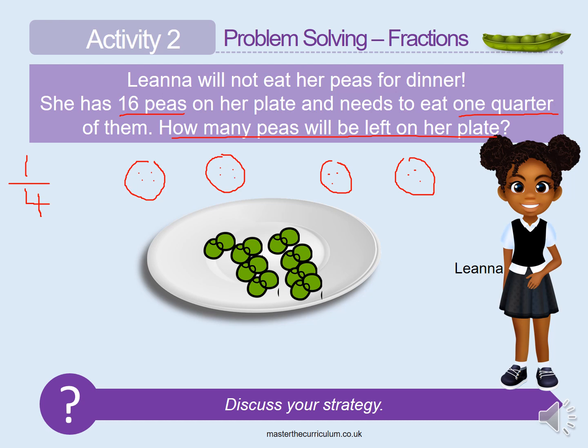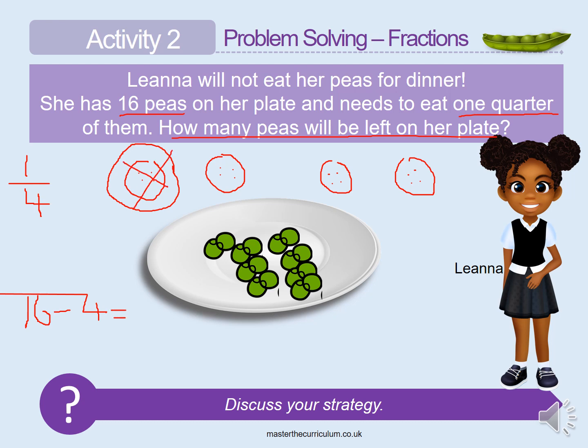So each circle is 1/4. So she has to eat 1/4 of her peas. She's eaten these peas. How many has she eaten? 1, 2, 3, 4 peas. So she started with 16 peas. She's eaten 4. So we're taking away 4.